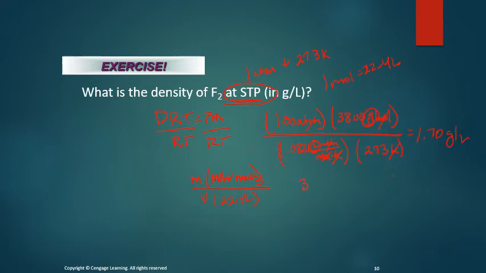We could just simply take the 38.00 grams per mole, divide it by 22.4 liters for every mole. Notice the moles would cancel, and I'll be left with grams per liter. And if you do 38 divided by 22.4, guess what? It'll still come out to equal 1.70 grams per liter. So either way you want to do it, but you can only do this second little shortcut here when it's at STP. So only at STP.